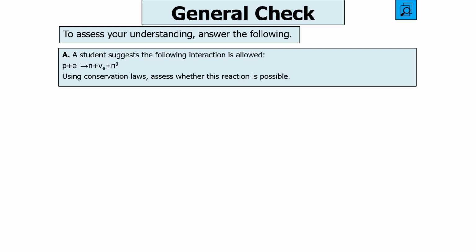A student suggests that the following interaction is possible. A proton plus an electron goes to a neutron, a neutrino, and a pi zero. Using conservation laws, assess whether this reaction is possible. So pause the video now, then unpause the video when you want to go through your answer. Now this is possible because everything is conserved.